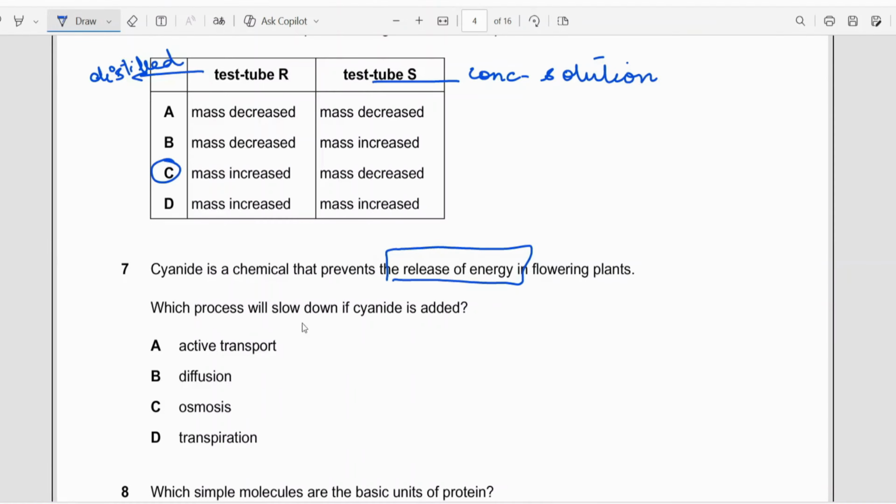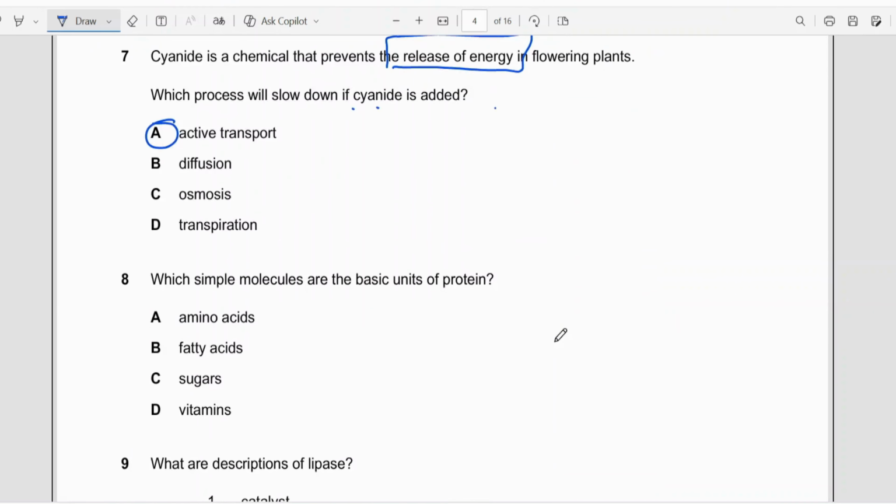Next one. Cyanide is a chemical that prevents the release of energy in flowering plants. Which process will slow down if cyanide is added? It's related to release of energy. So active transport. Which simple molecule makes up the protein? Amino acids.